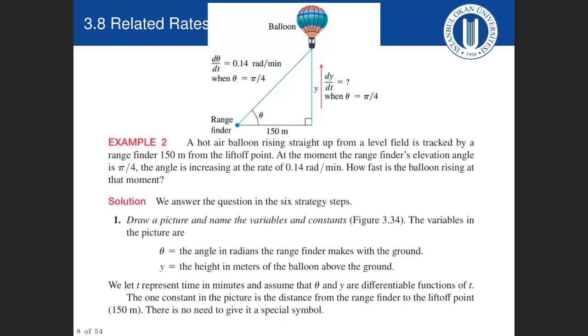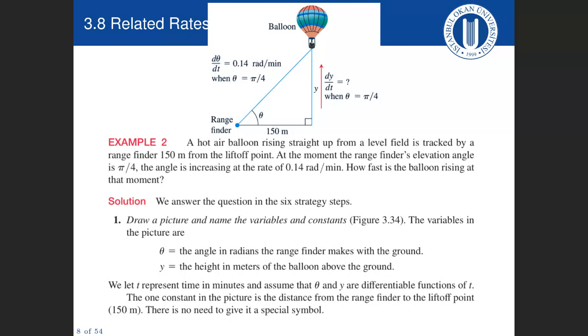So for example, let's look at example 2 from your textbook. A hot air balloon is rising straight up from a level field, and this is tracked by a rangefinder 150 meters from the liftoff point. At the moment, the rangefinder's elevation angle is pi over 4. The angle is increasing at the rate of 0.14 radians per minute. How fast is the balloon rising at that moment?